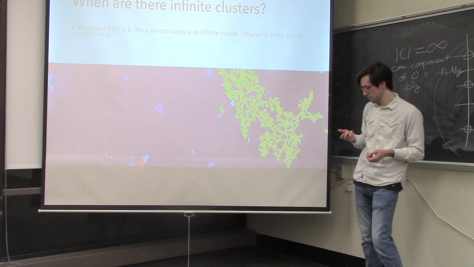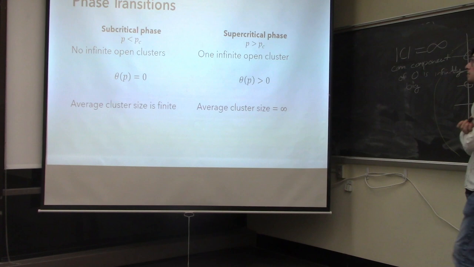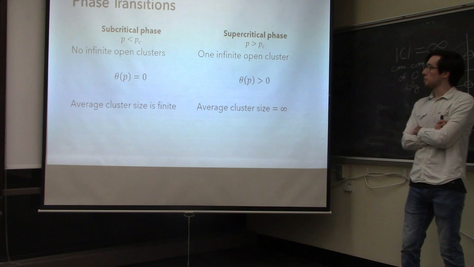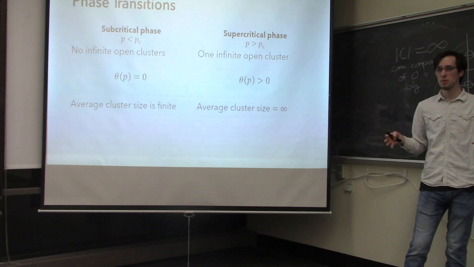Okay. So this critical parameter, this PC, is an example of what physicists like to think of as a phase transition. For values of P below the critical point and above the critical point, you have different behavior. Below, you have no infinite clusters. This function is zero. If you compute the expected value of the size of a cluster, it happens to be finite.